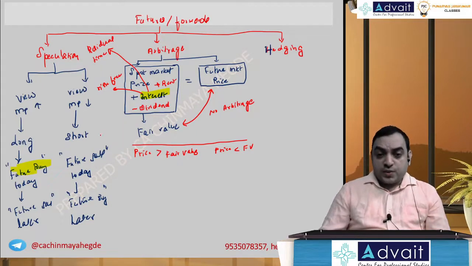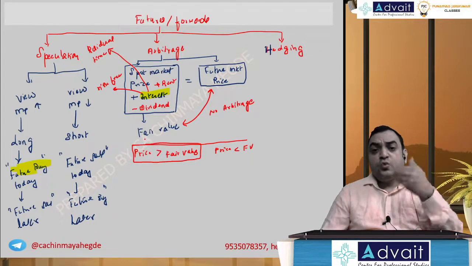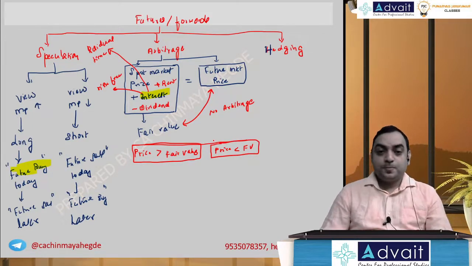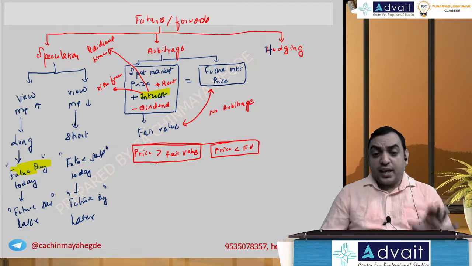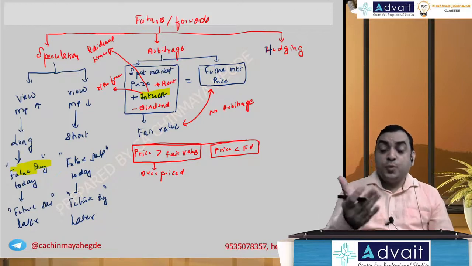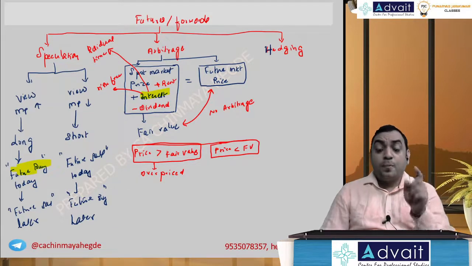Okay, now two situations exist. Price more than fair value, then what transaction exists? Price lesser than fair value, what transaction exists? Let me tell you. Now, price is more than fair value means what? It is overpriced. Now, overpriced where? Price is more, future price is more, price is more in future market.